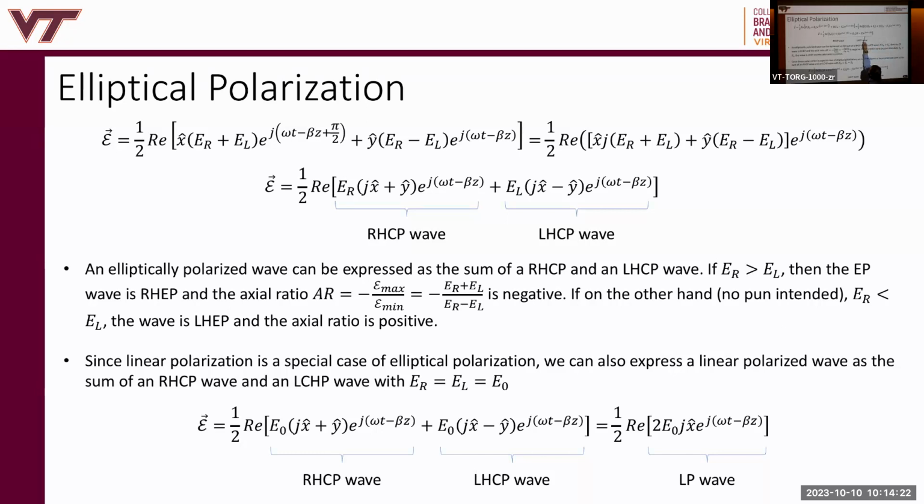If we rearrange some terms, so we solve for ER and solve for EL, we notice something very interesting. The elliptically polarized wave can be expressed as the superposition of an RHCP wave and an LHCP wave.